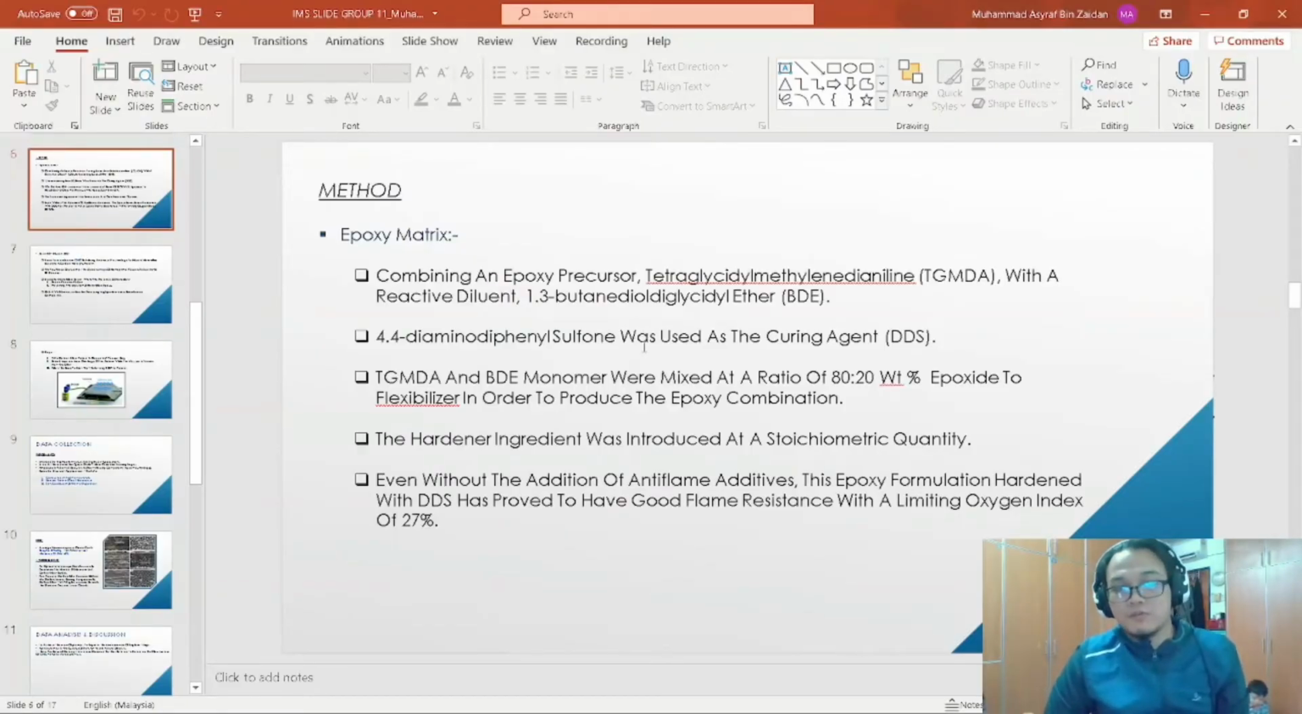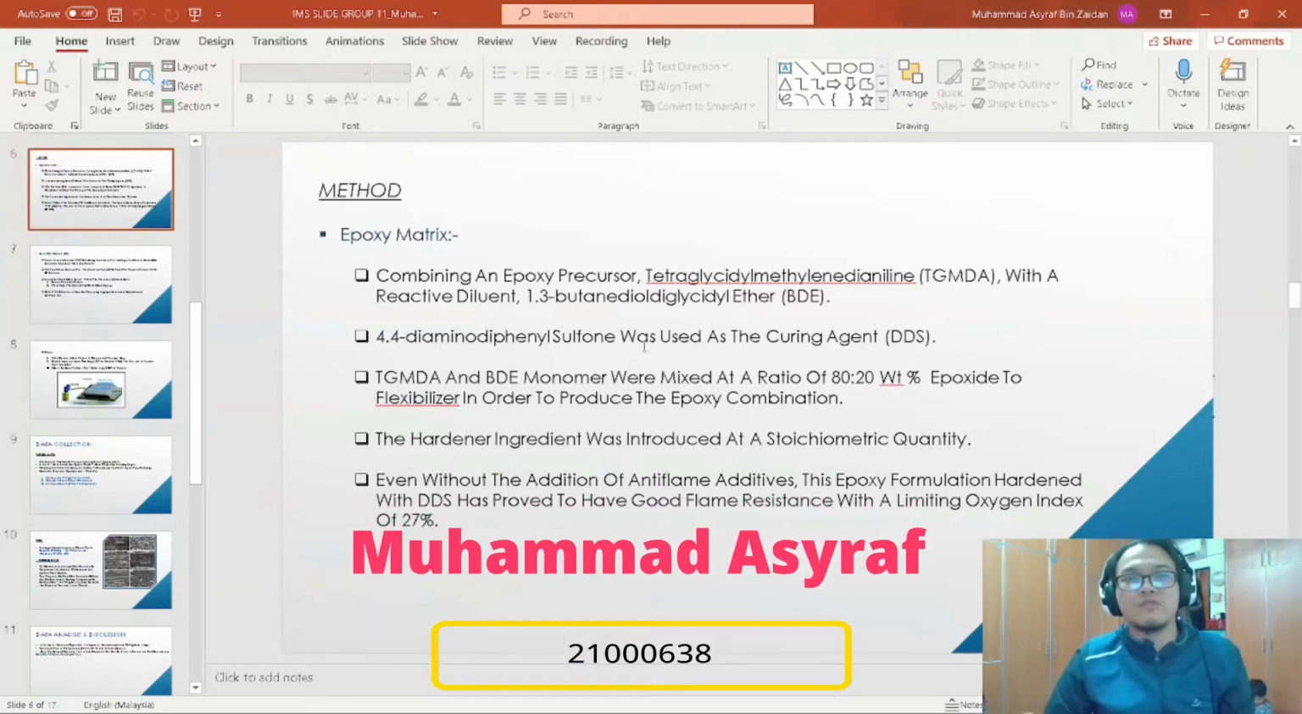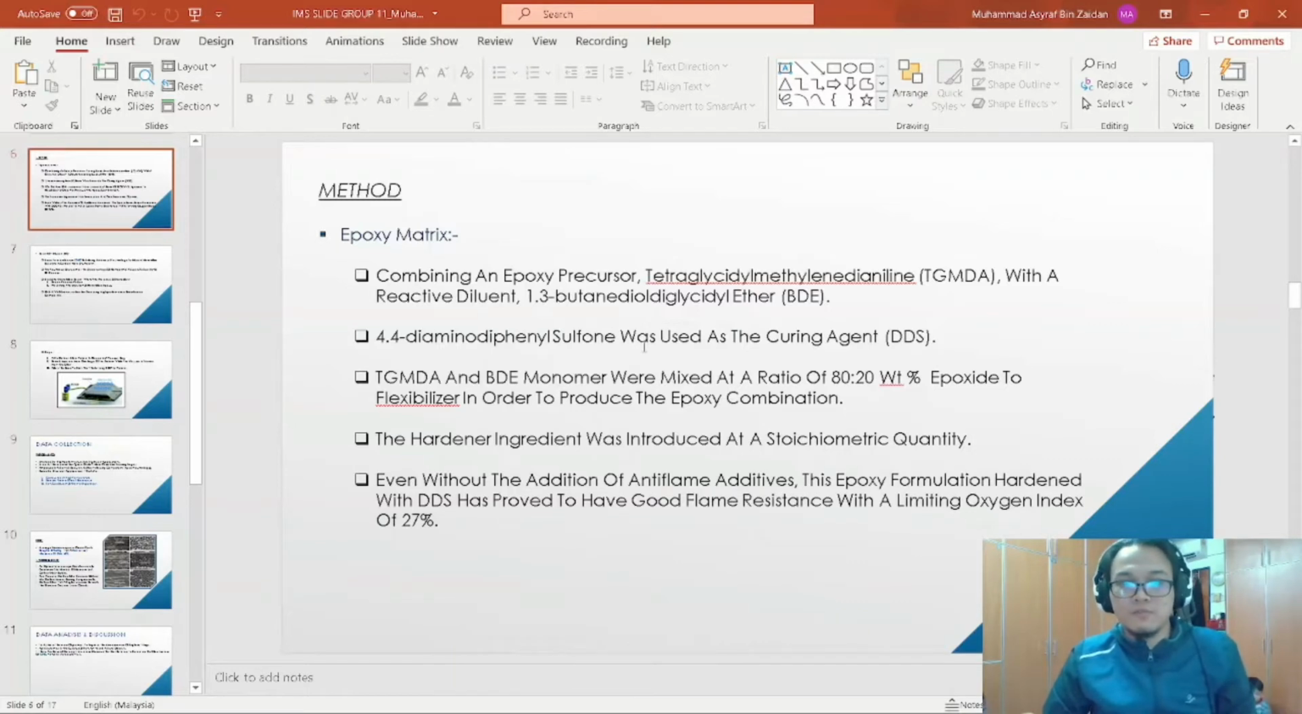My name is Muhammad Asyraf and my student ID is 2100638. I'm going to explain about the method and the steps. The epoxy matrix or nanofill resin is a combination of an epoxy precursor, tetraglycidyl methylene dianiline, with a reactive diluent, 1,3-butanediol diglycidyl ether, and they were mixed with a ratio of 80 to 20 weight percentage respectively.